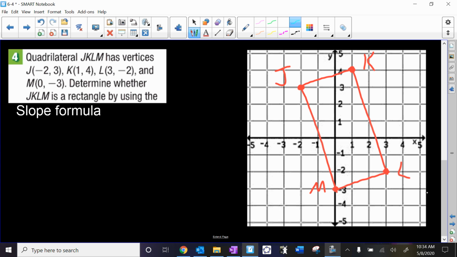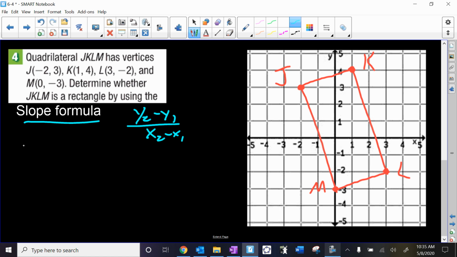Next, we are going to try and show that a quadrilateral is a rectangle by using the slope formula. I like this one a lot better than using distance because instead of showing 6 distances, I'm only going to need 4 slopes. And to use the slope formula, we're going to find the slope of all 4 sides. Okay, so that means I'm going to use my slope formula of y2 minus y1 over x2 minus x1.